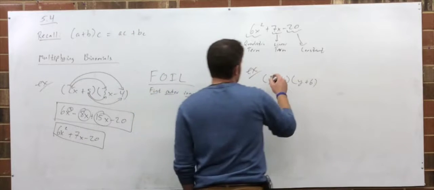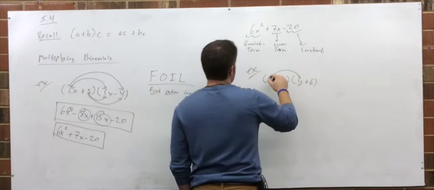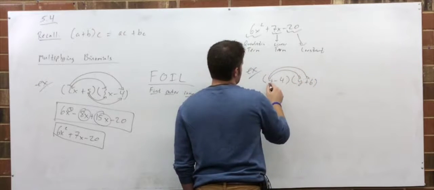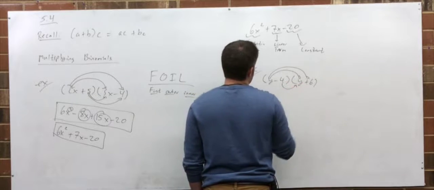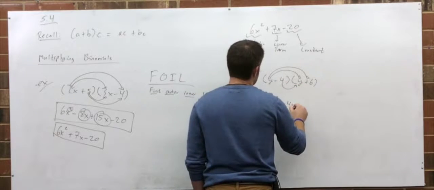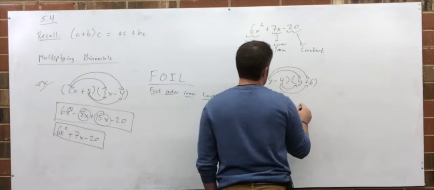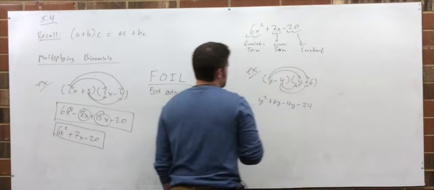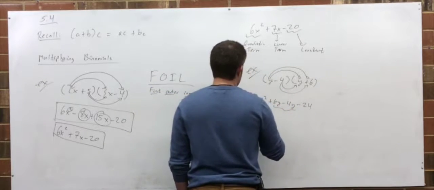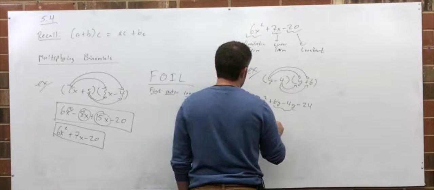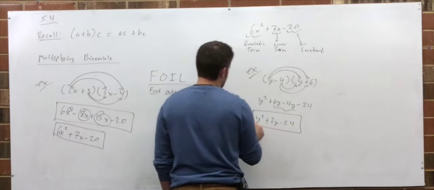Well, using the FOIL method again, we go first. Y times y is a y squared. Outer, y times 6 is a 6y. Inner is a negative 4 times y, which is minus 4y. And then last is a negative 4 times a positive 6, which comes out to negative 24. The last step will be to simplify by combining your y terms. So our answer is now y squared plus 2y minus 24.